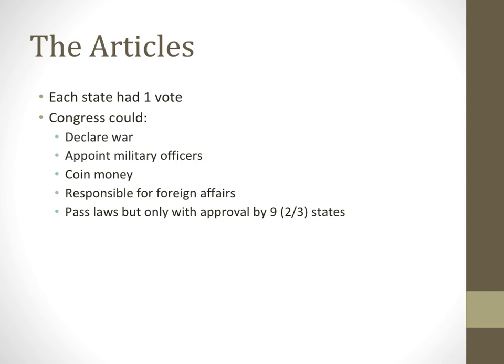Some things Congress could do: they could declare war, appoint military officers, coin money, they were responsible for foreign affairs, and pass laws, but only with approval of 9 states, which means it had to be a 2/3 majority. As more states are added, that would continue to change. The number from 9 would stay 2/3, but the number would change based on the number of states that exist.